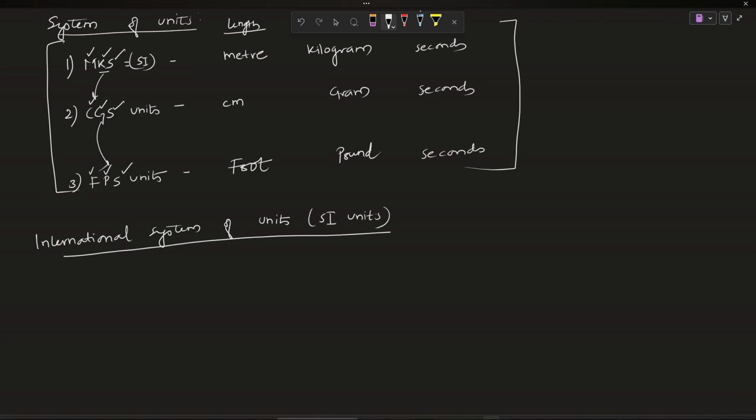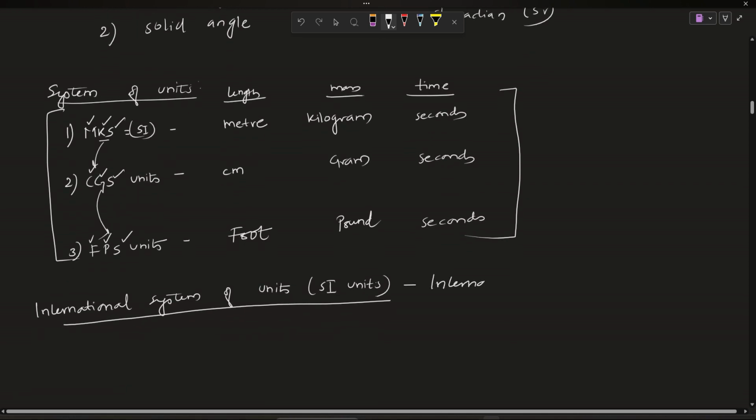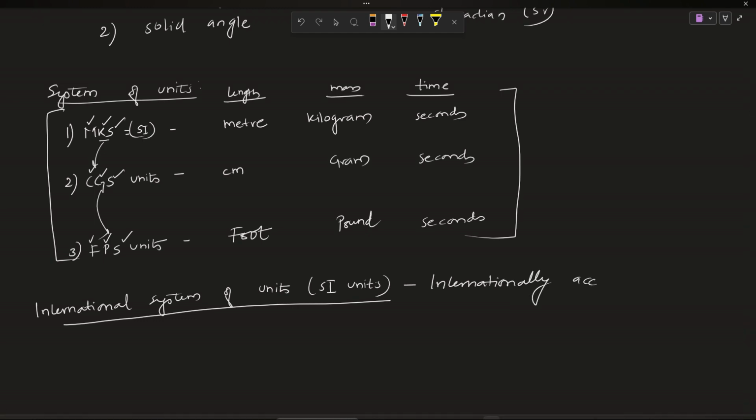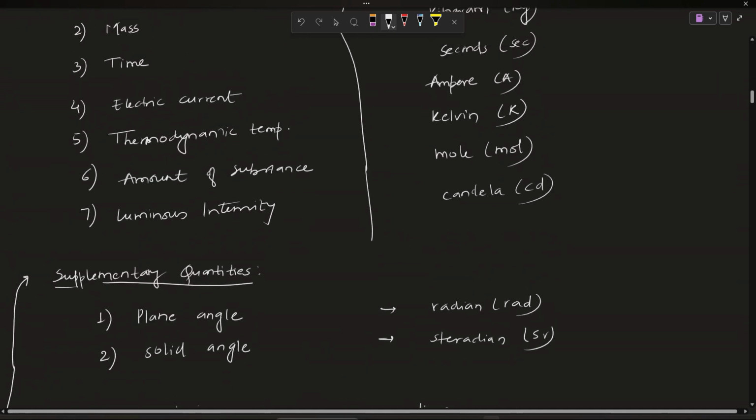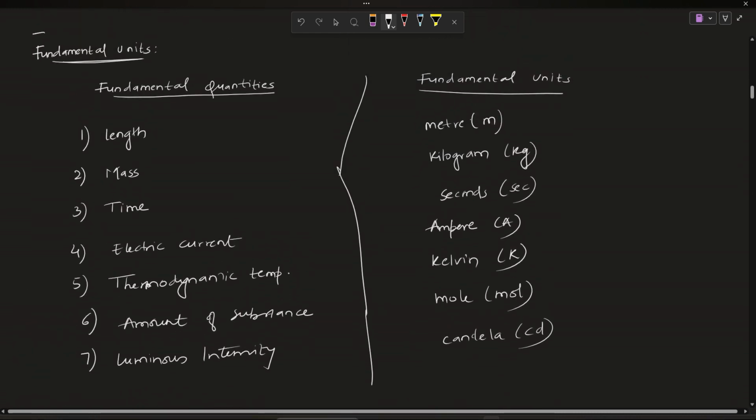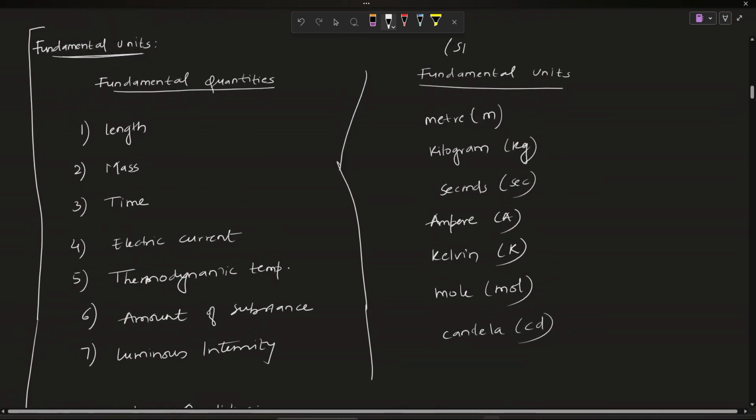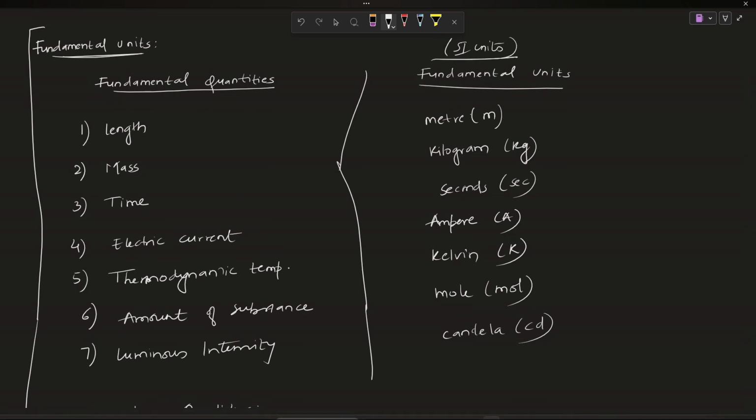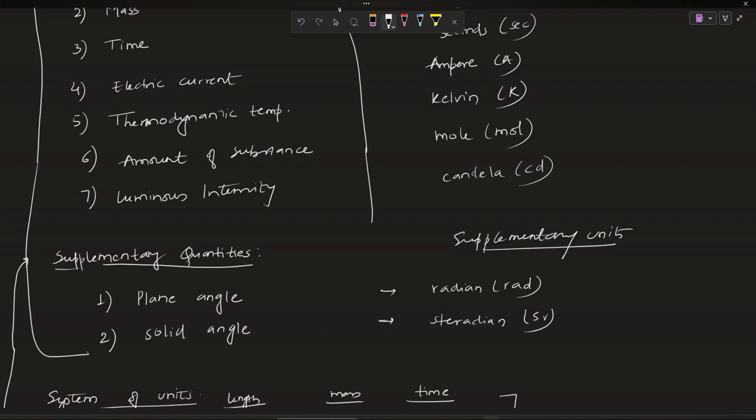So these are the international system of units which we have discussed here. SI units are internationally accepted. This international system of units has 7 fundamental units and 2 supplementary units. So these are the fundamental units, known as SI units. In SI units, 7 are fundamental units and 2 are supplementary units. I hope you are clear about this.